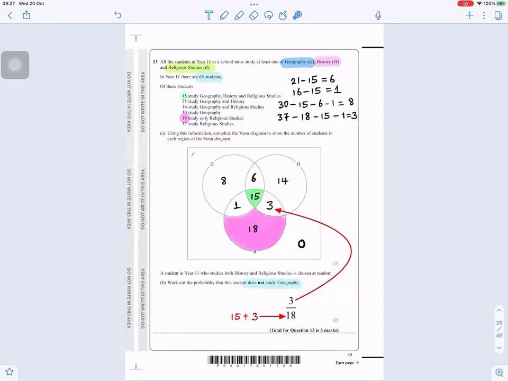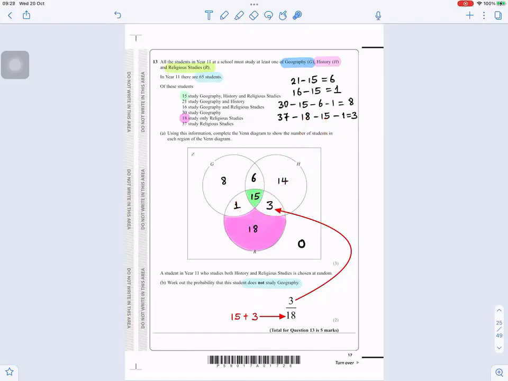It says 18 study only religious studies. So we'll put 18 in there. 37 study religious studies. So all of this has to be 37. Inside these religious studies, it has to be 37. So 37 minus 18 minus 15 minus 1, you'll be left with 3 there.